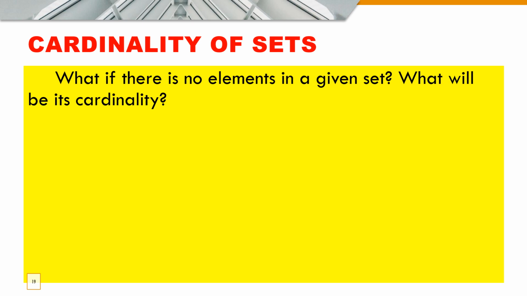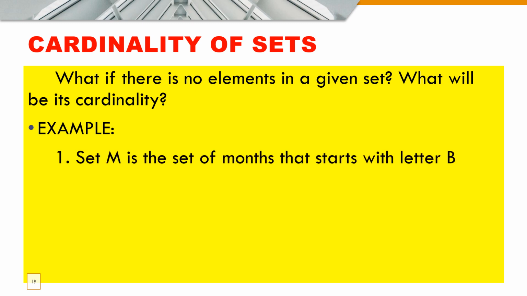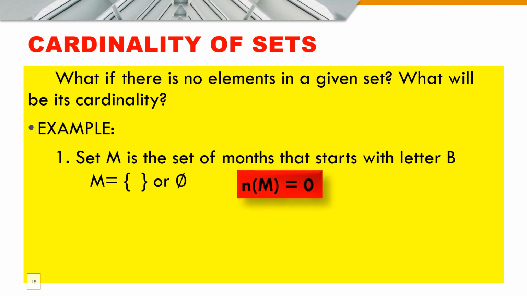What if there are no elements in a given set? What will be its cardinality? Say for example, set M is the set of months that start with letter B. Is there a month in a year that starts with letter B? No. It's an empty or a null set. But what is its cardinal number? Very good. It's 0.